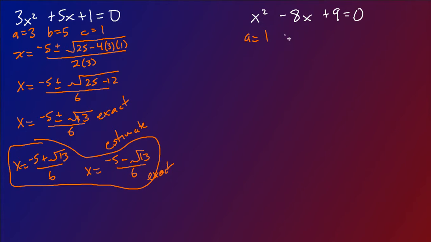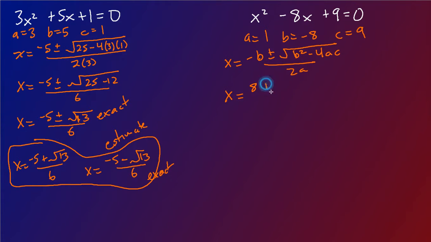Next one. So A is 1, B is negative 8, and C is 9. So x equals. We want to make sure that we know this formula. It should be memorized. Okay, so we have our formula. So x equals negative b, so negative 8 is positive 8, plus or minus the square root. I'll square that, so I'll get 64 minus, and this number right here always should be positive, always, always, always. 4 times 1 times 9, all over 2 times 1.